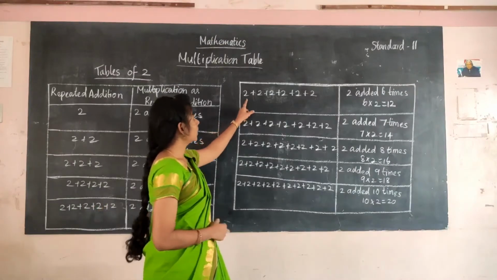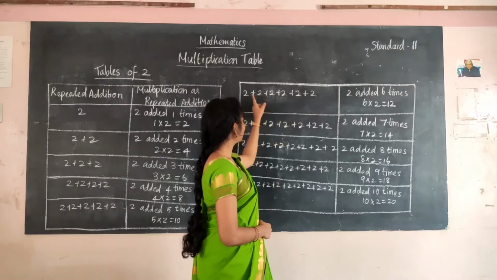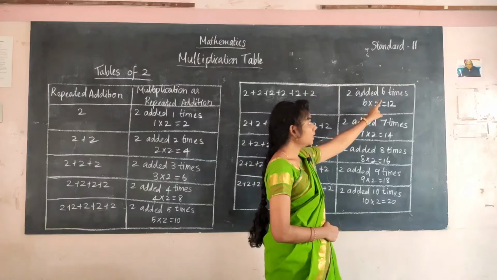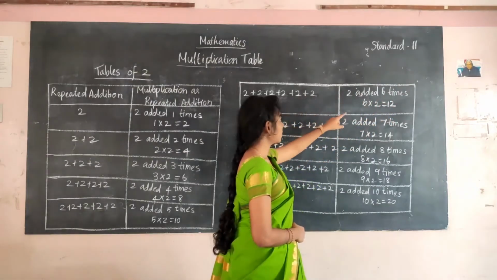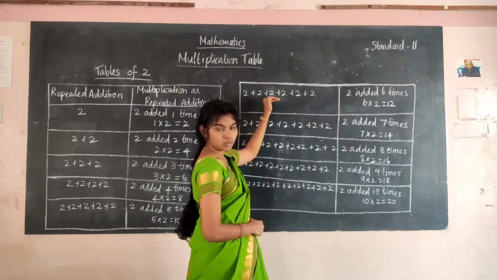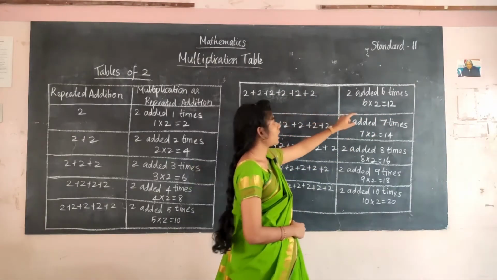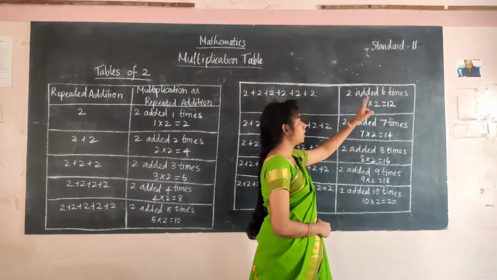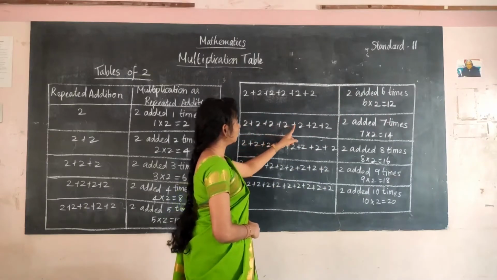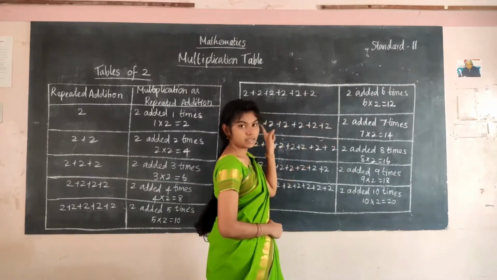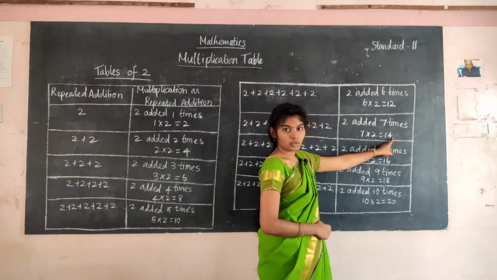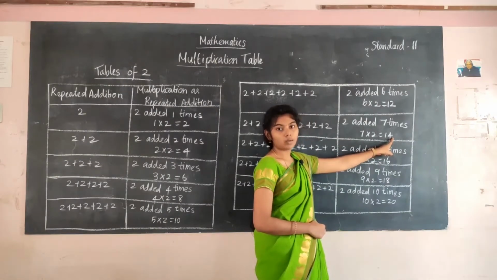And see here, there are six 2s. 1, 2, 3, 4, 5, 6. So 2 added 6 times. She added the boxes 6 times. That is 6 into 2. While adding the number 2 six times, you will get the answer 12. And then 2 plus 2 plus 2 plus 2 plus 2 plus 2 plus 2. This is 7 times. She added 7 times. So she got the answer 14. This is the way she is doing it by counting the 2s.